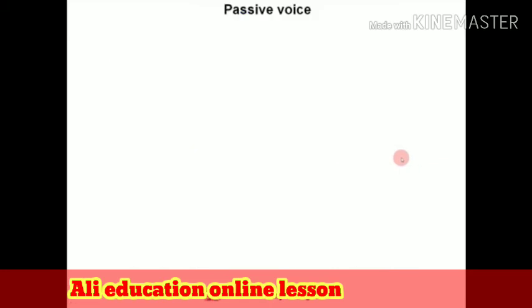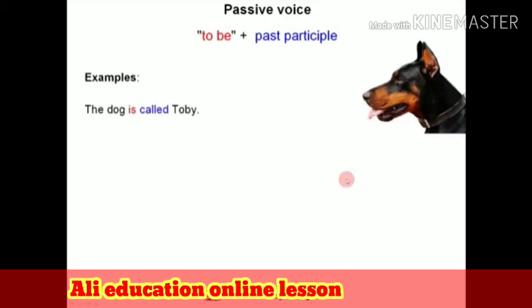Passive voice. So the auxiliary verb to be plus the past participle gives us the passive voice. Here are some examples. The dog is called Toby. Here is the verb to be, and here is the past participle of the verb call: called, with ed. So what is this structure? Well, it is the present tense and it is the passive voice, is called.